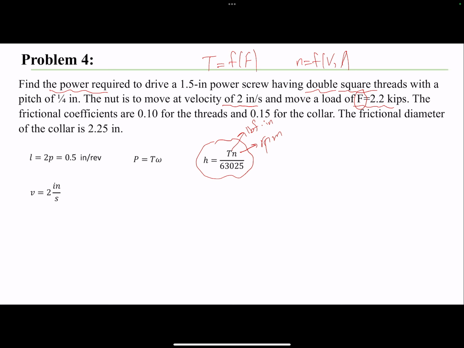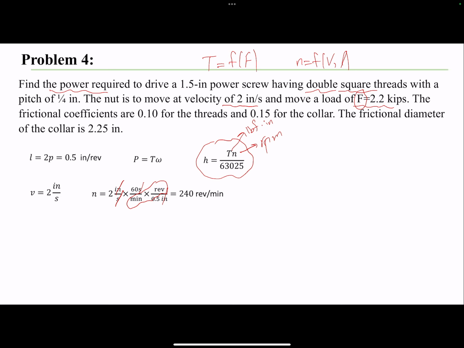The velocity is 2 inches per second. If you want to find the RPM, that would be the velocity divided by the lead. So I change inch per second to inch per minute. So that second would go away, and then revolution per inch. The inch would go away here, cross out. So at the end, I will have revolution per minute, or RPM. That's the RPM that I found based on the lead and the velocity.